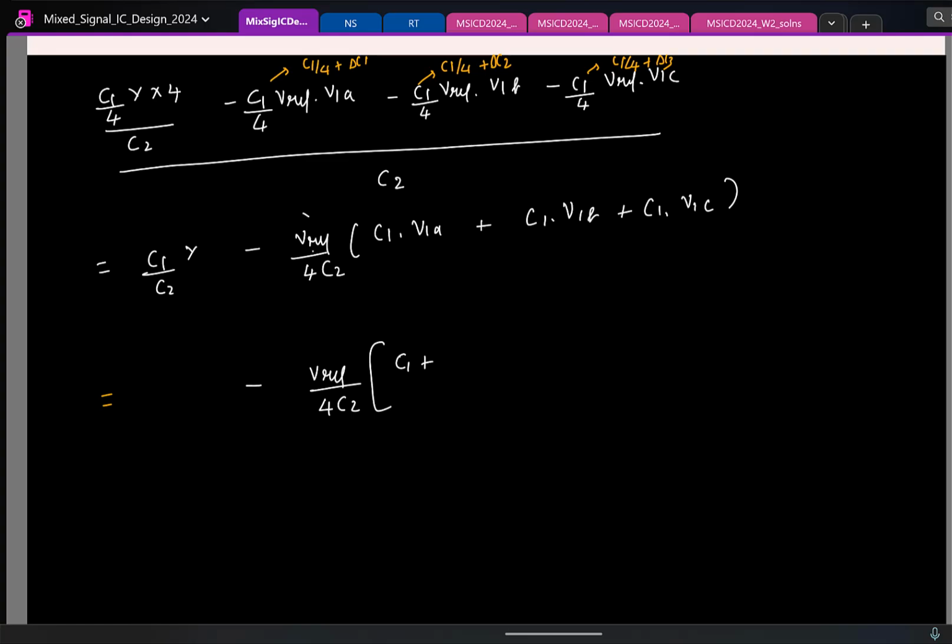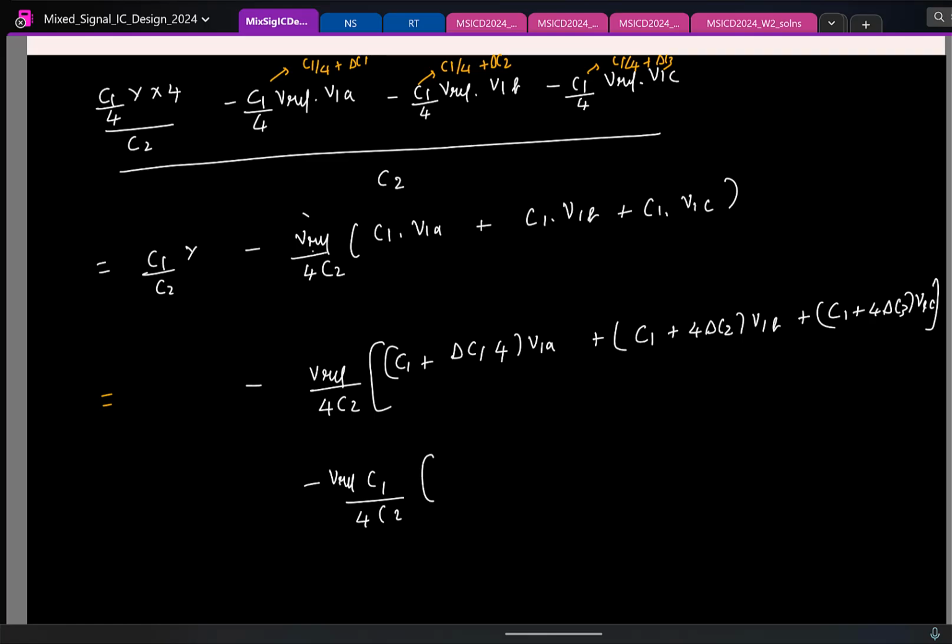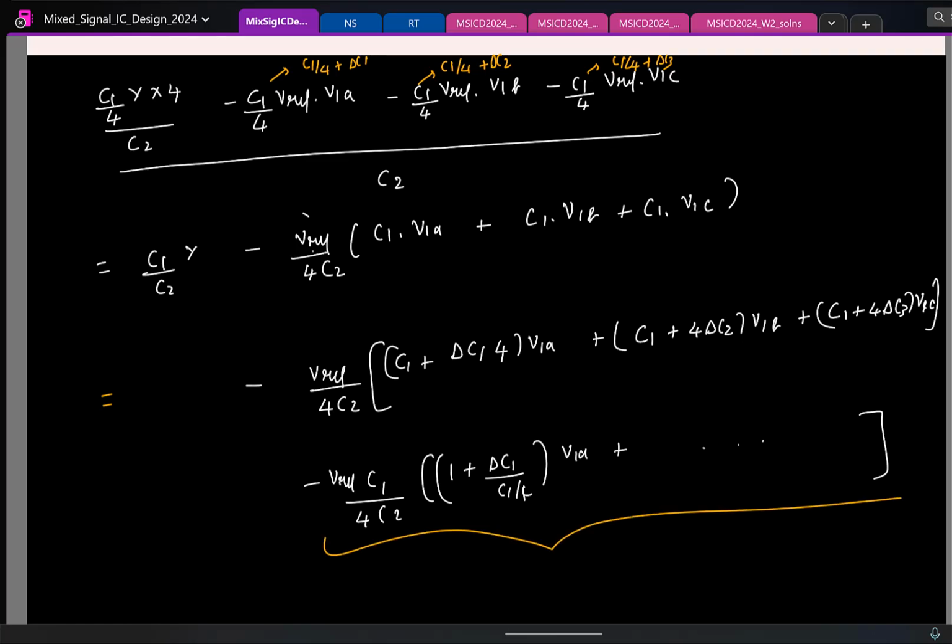C1 plus 4 delta C1 times V1A, plus C1 plus 4 delta C2 times V1B, plus C1 plus 4 delta C3 into V1C. Right? If I take C1 also out from here, then it's basically 1 plus delta C1 by C1 by 4, plus we have the same thing. So this will be the actual signal you get from the DAC, right?